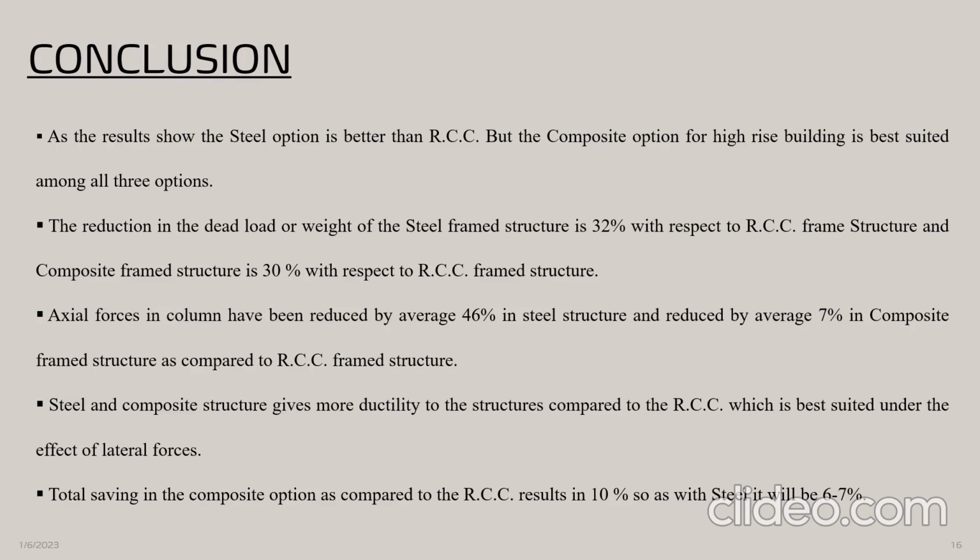Axial force in columns has been reduced by an average of 46% in steel structure and by an average of 7% in composite framed structure as compared to the RCC framed structure. Steel and composite structures give more ductility to the structure compared to RCC, which is best suited under the effect of lateral forces. Total saving in the composite option as compared to RCC is 10%, while with steel it will be 6 to 7%.